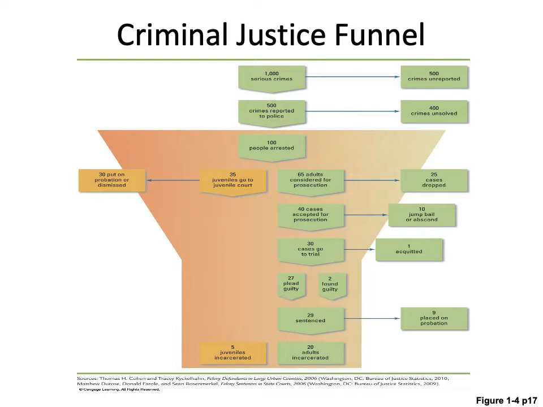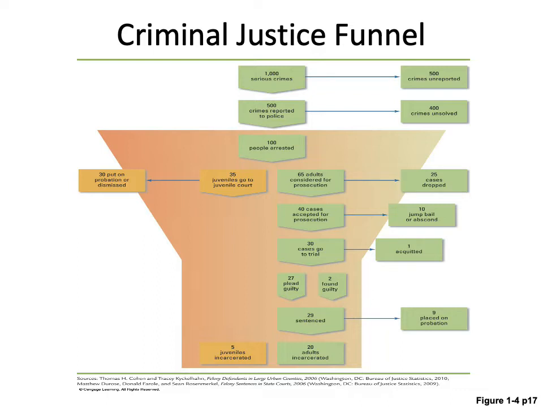Only half of those, or 500 of those, are actually reported to the police. Of those 500, the vast majority go unsolved, about 400. And so only about 100 of the people are arrested for those 500 crimes. And then, of the 100 arrested, about 65 of the 100 are adults and they're considered for prosecution. 35 are juveniles, and then they will go to the juvenile system.